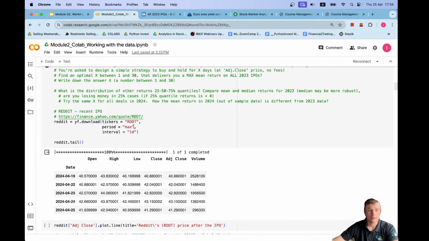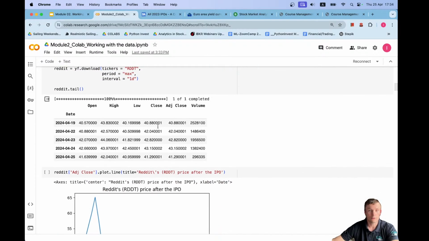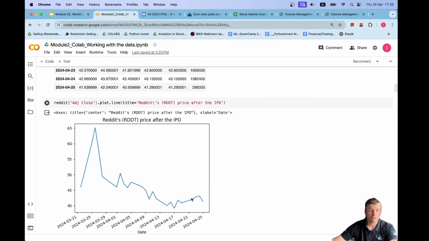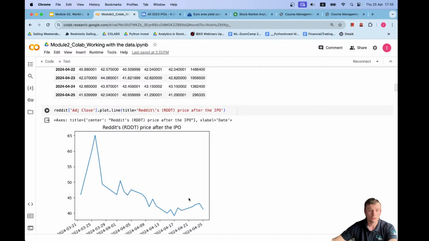For example, if you check the recent Reddit IPO prices, they went public about 1 month ago. And on the first day, their price was about $45, and then there was a spike to $65, and then for a few days it was higher than $45, and in about 1 week it moved to $45, and now it's going down.